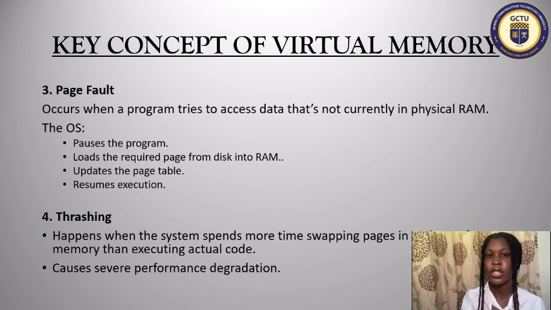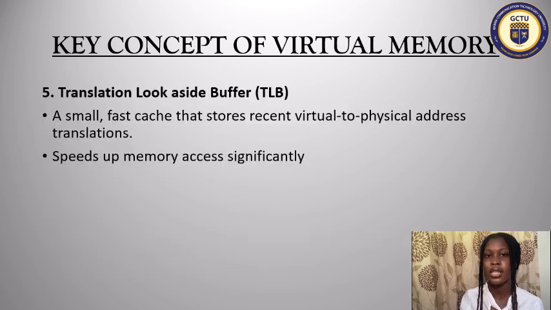So let's jump to thrashing. Thrashing is a situation whereby the system wastes so much time swapping pages in and out without doing any useful work. This normally happens if our RAM is too little for the work that we're doing. This actually slows down the system. Now let's move to our final one, which is the translation lookaside buffer. It is a small, fast cache in the computer's memory that stores recent page translations. It speeds up the whole memory access process so that we don't have to access the page table every time we need pages. That is basically the key concepts of virtual memory.